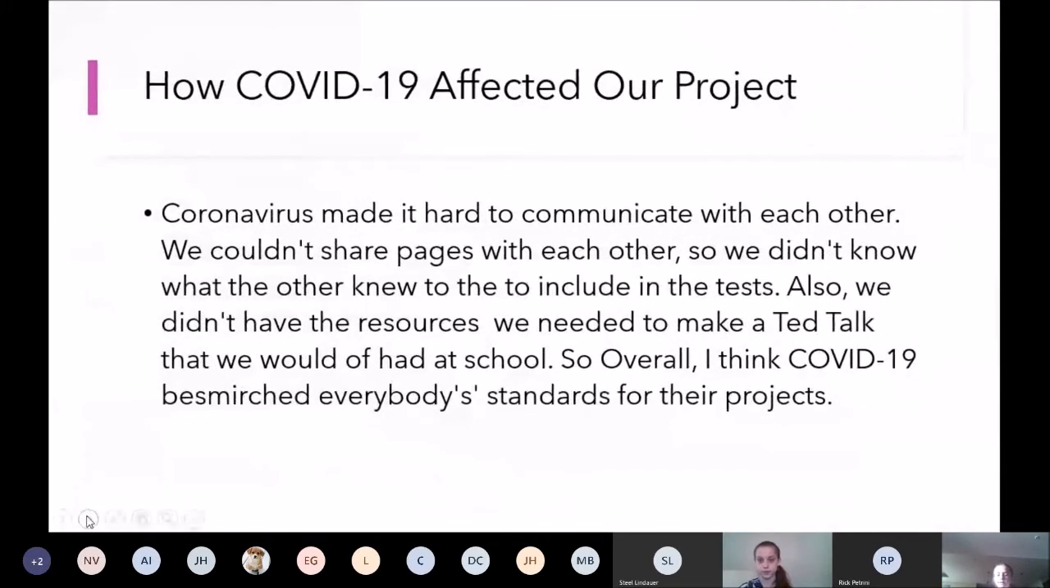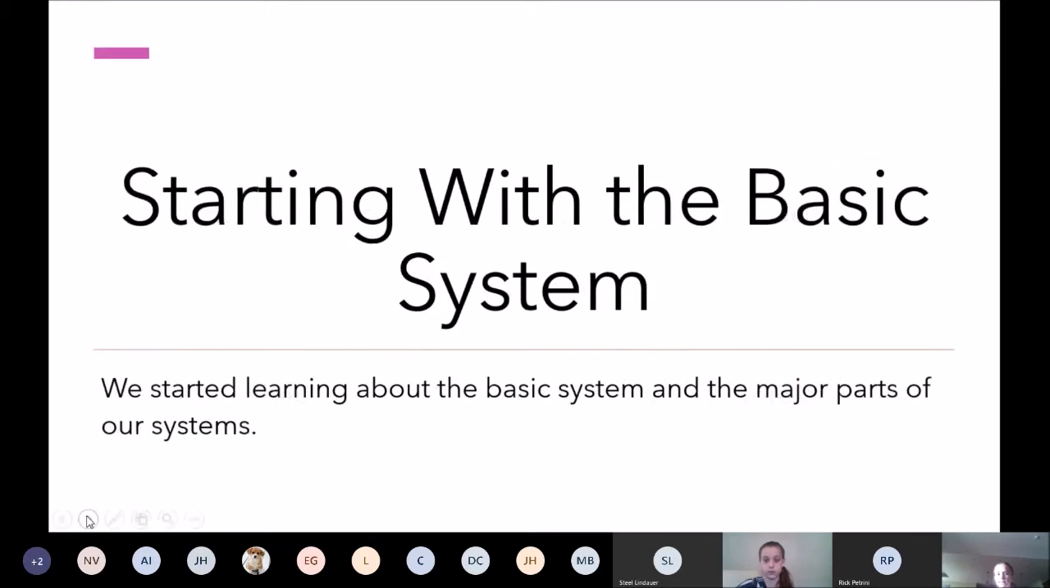How COVID-19 affected our project. Coronavirus made it hard to communicate with each other. We couldn't share pages with each other, so we didn't know what the other knew to include in the test. Also, we didn't have the resources we needed to make a TED Talk that we would have had at school. So overall, I think COVID-19 has merged everyone's standards for their project.